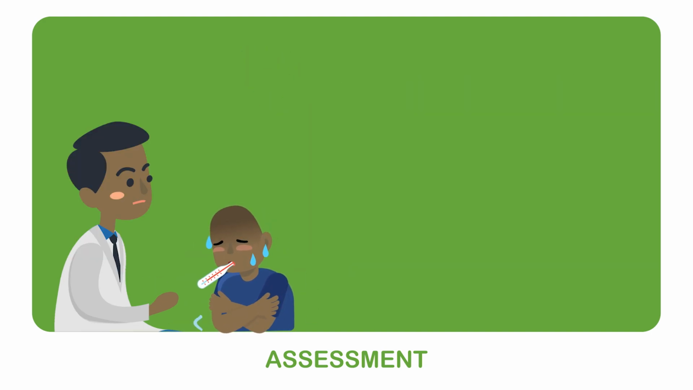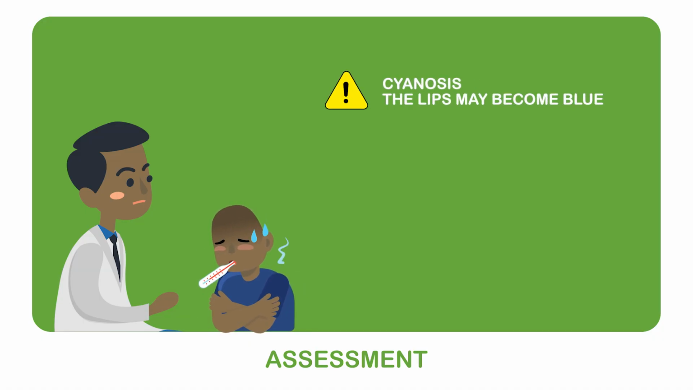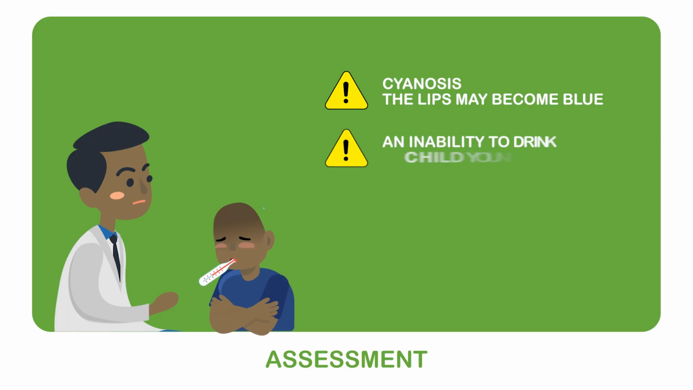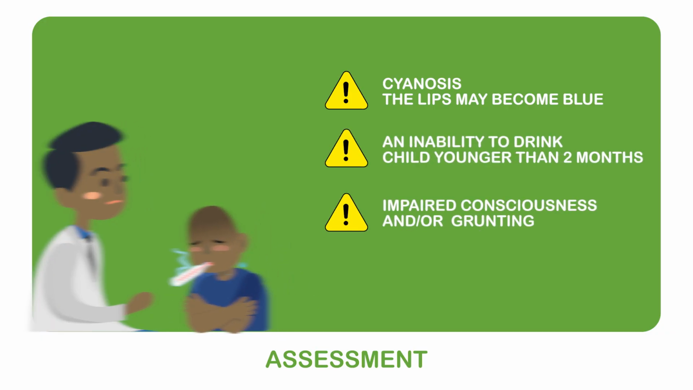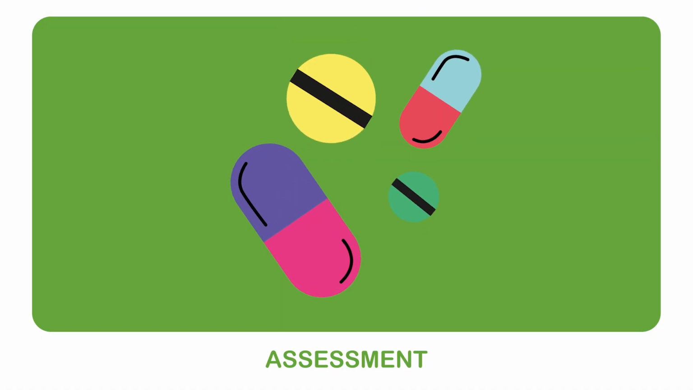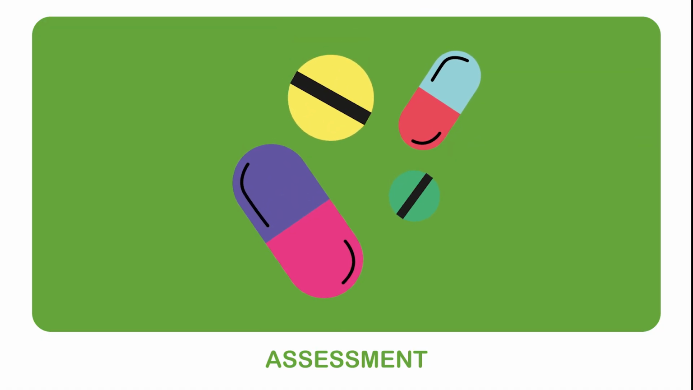Assess the child for danger signs indicating urgent and immediate referral, including cyanosis, where the lips may become blue because there is not enough oxygen in the blood, inability to drink if they are less than 2 months of age, impaired consciousness, and grunting. Initiate the antibiotic treatment immediately if pneumonia is confirmed after counting breaths.